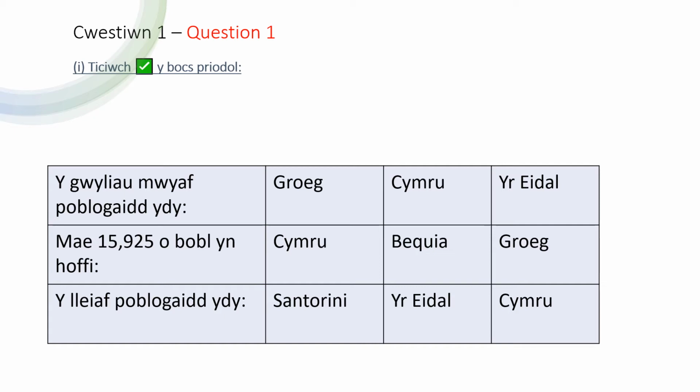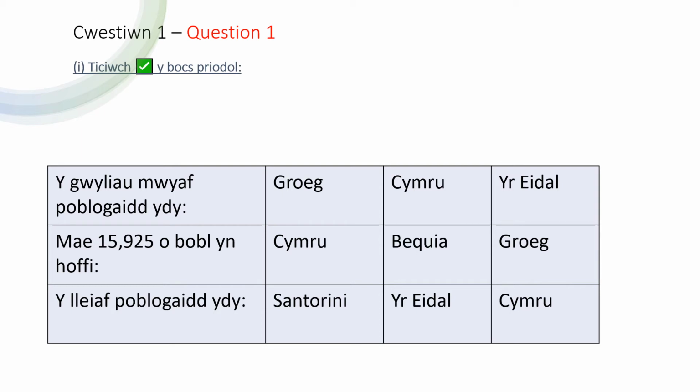So hopefully you'll know what mwyaf poblogaidd is. Is it Groeg, which was Greece, Cymru, which is Wales, or Eidal, Italy? So which one was the mwyaf poblogaidd? I'm not going to tell you what those 2 words now mean because you should remember them from the second slide.